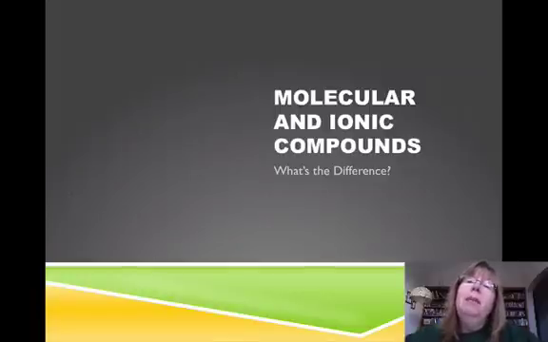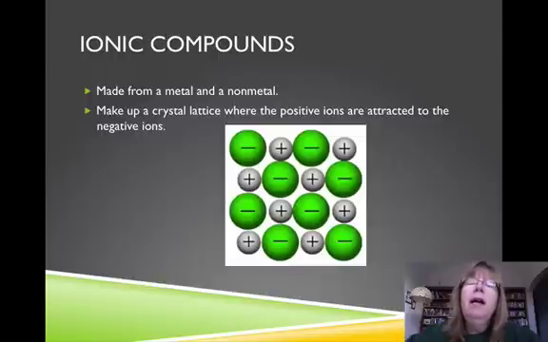Hi, this video is about molecular and ionic compounds. So what's the difference? Well, ionic compounds are made from a metal and a nonmetal, and the metal gives away an electron to the nonmetal.